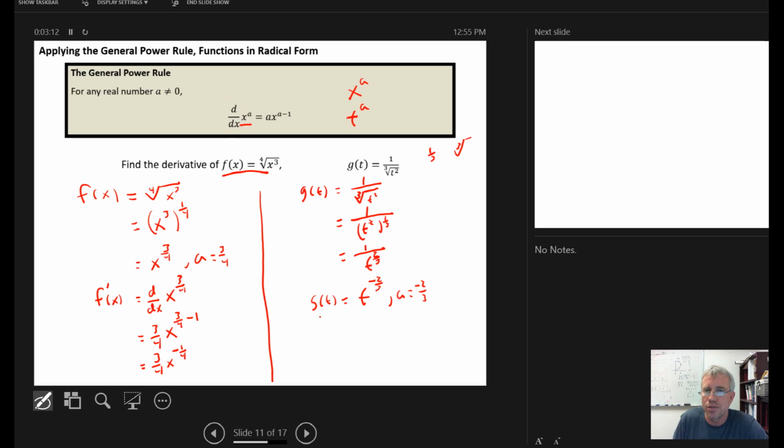So now I can apply the general power rule, which says to find the derivative g prime of t, I just need to take d dt of t to the negative 2/3, which means bring the exponent down into the front position, or the coefficient position on the t, and then subtract 1 from negative 2/3, so we get negative 2/3 minus 1. So we're just going to get g prime of t equaling negative 2/3 t to the negative 2/3 minus 1, which is negative 5/3 for our exponent.